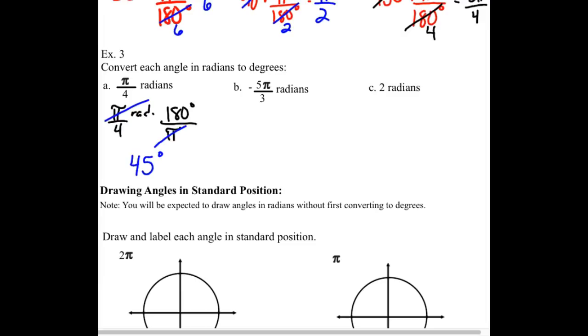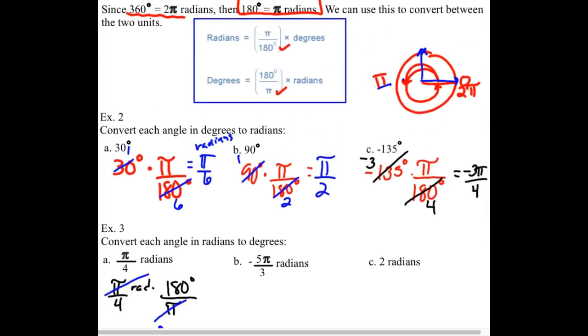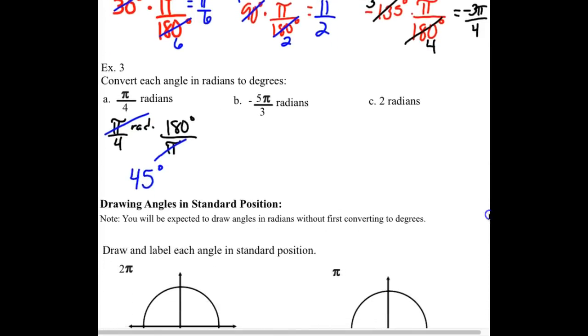Okay, now go back to our picture here. This was 90 degrees, right? We said that was pi over 2. 45 degrees would be halfway in between there. Does it make sense that that's pi over 4? Okay. All right, you guys do the next two.